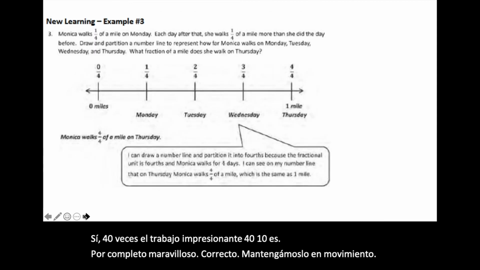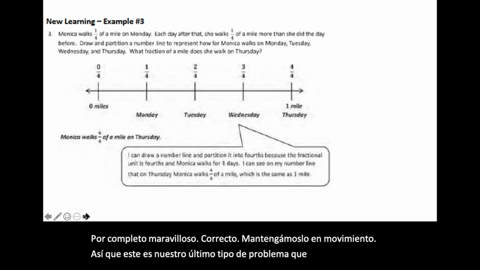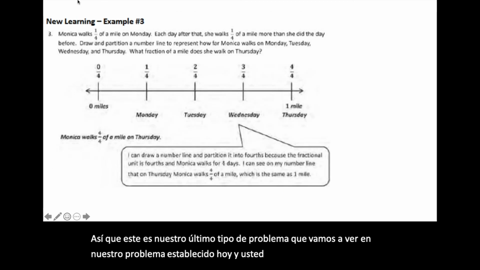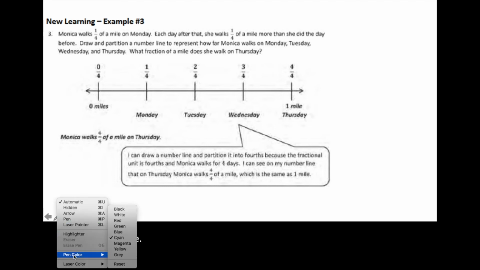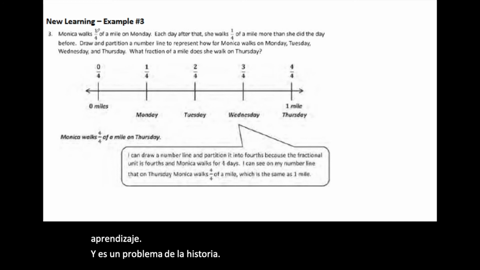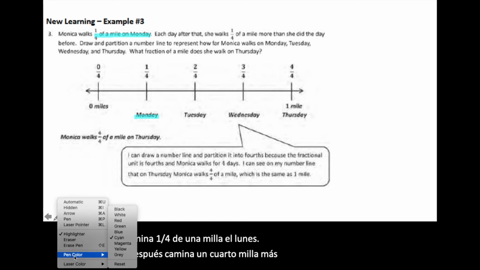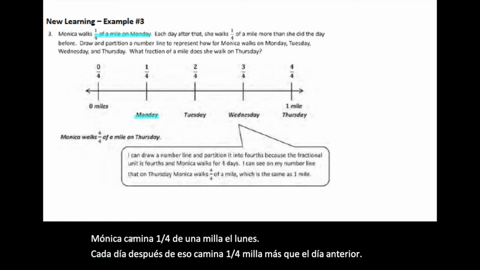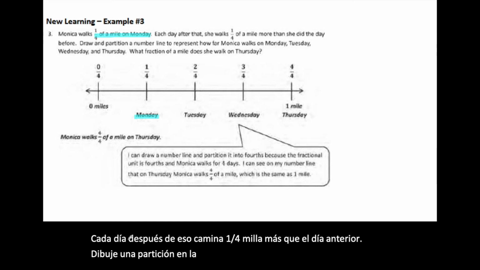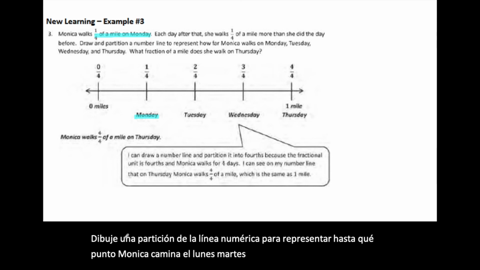So this is our last type of problem that we're going to see on our problem set today. Our last new learning. And it's a story problem. Monica walks 1/4 of a mile Monday. Each day after that, she walks 1/4 mile more than she did the day before. Draw and partition the number line to represent how far Monica walks on Monday, Tuesday, Wednesday, and Thursday. What fraction of a mile did she walk on Thursday?